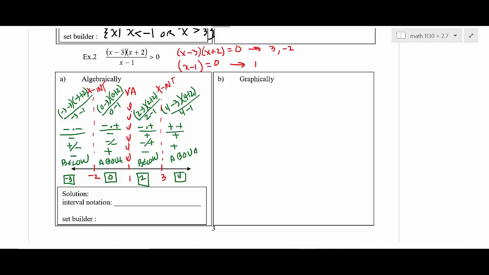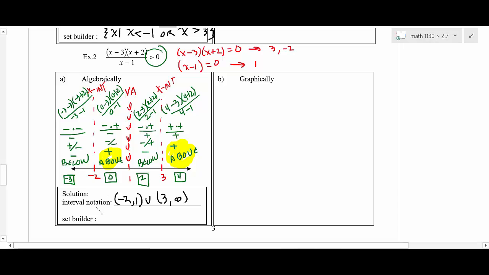Okay, so what we're going to have then is your solution. What are you looking for if it's greater than 0? You're looking for where it's positive or above. So your solution falls in those two locations right here. In interval notation, you would just say between -2 and 1, and you would exclude those because it's greater than. Then union, you would have 3 to infinity. So that would be the two regions that satisfy the conditions of that inequality.